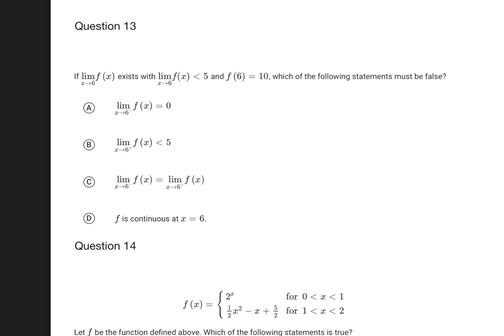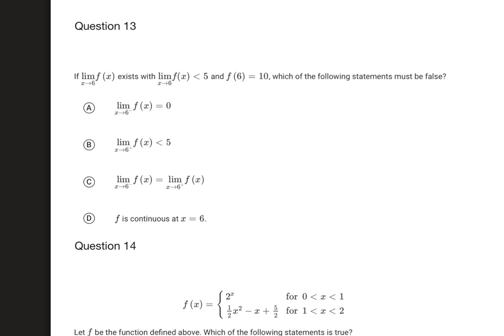Okay, next question, number 13. If the limit as x approaches 6 of f of x exists, with the limit being less than 5, whatever this limit is, it's less than 5, and f of 6 equals 10, which of the following statements must be false? So the limit as x approaches 6 is some number less than 5, so this limit is approaching 4 or 3 or 2. This limit as x approaches 6 is approaching a number less than 5, but f of 6 equals a number bigger than 5.